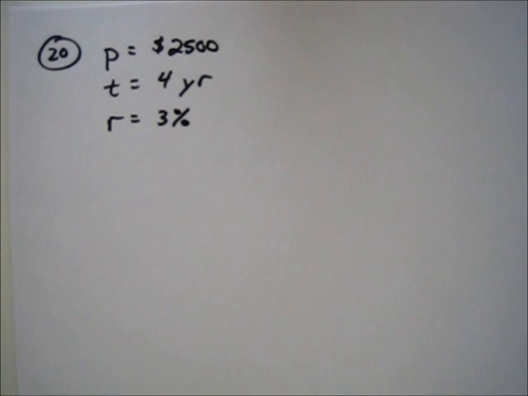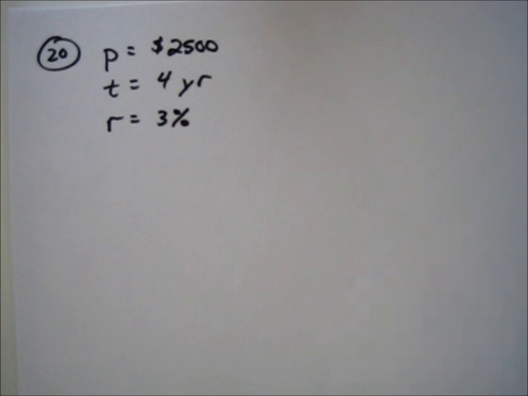This is problem 20 in section 11.3 found on page 675. It says that Mary Robinson wins $2,500 in a singing contest and invests the money in a 4-year CD that pays 3% interest compounded monthly. How much money will Mary receive when she redeems the CD at the end of the 4 years?